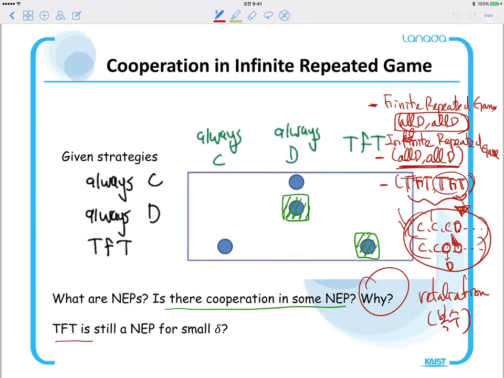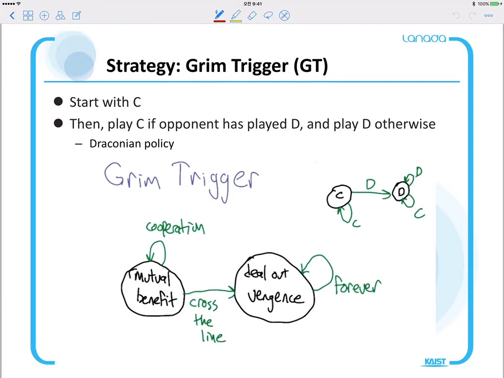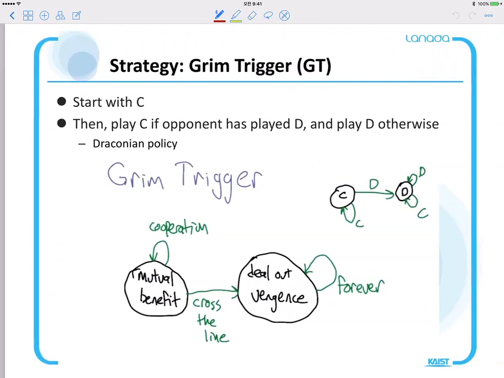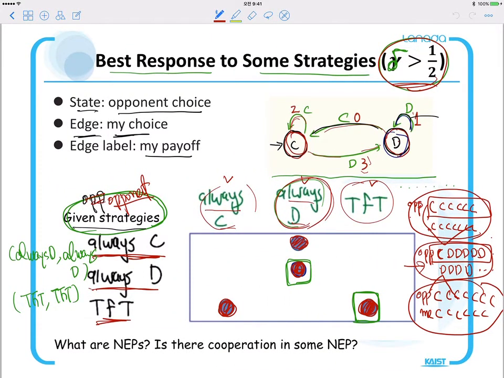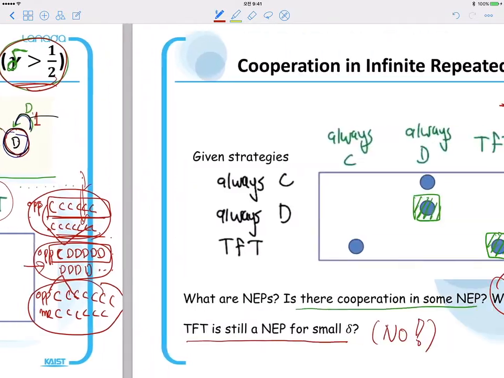So that's why T4T is still Nash equilibrium for small delta? No, obviously no. Right? And in that case, I'm more inclined to defect. Okay? Again, remember, I'm still before talking about the subgame perfect Nash equilibrium. I'm just talking about the Nash equilibrium because I'm just comparing the entire strategy. I didn't look at subgames from this point and so on. I didn't do that. Alright?